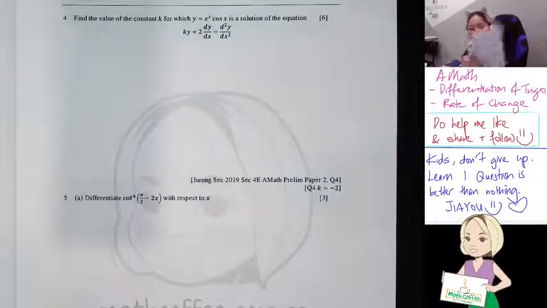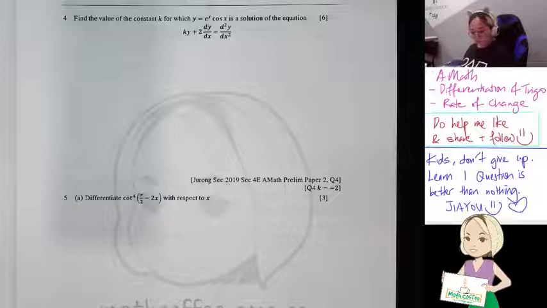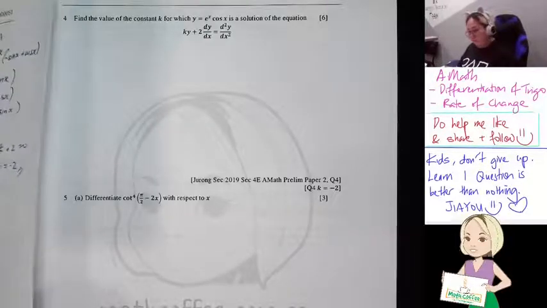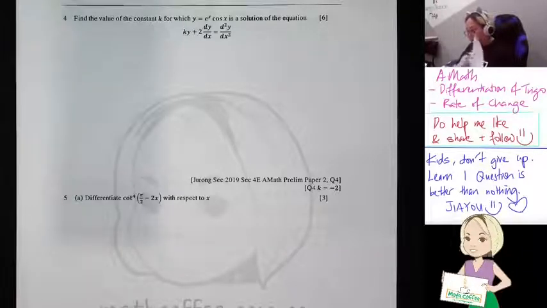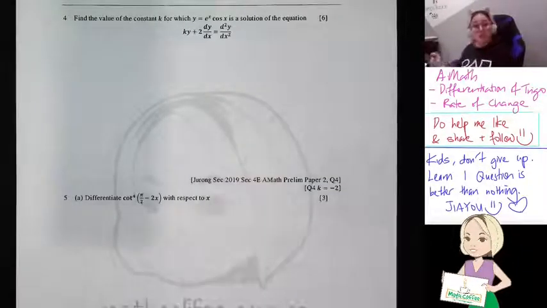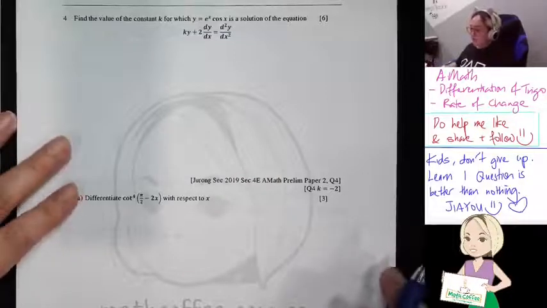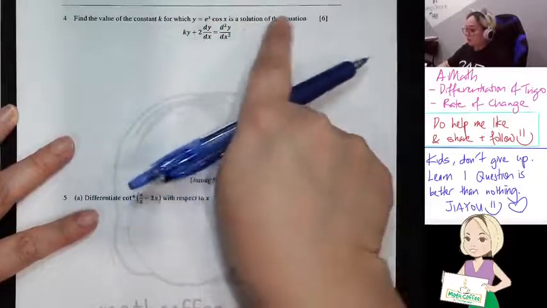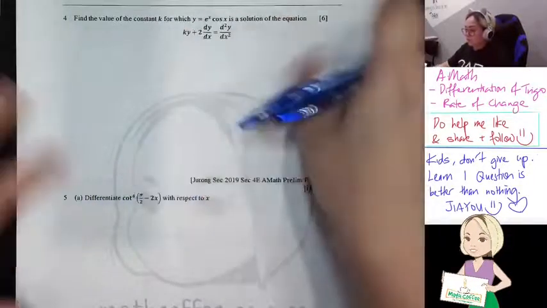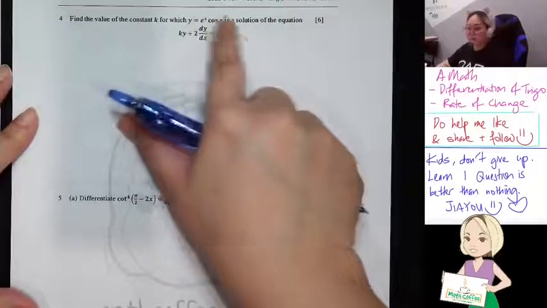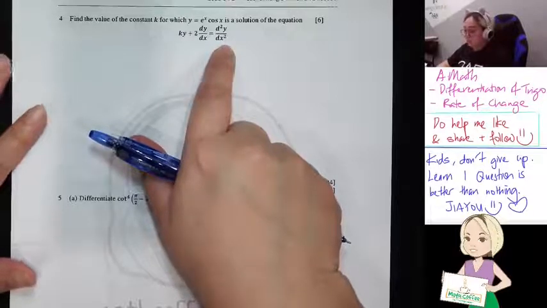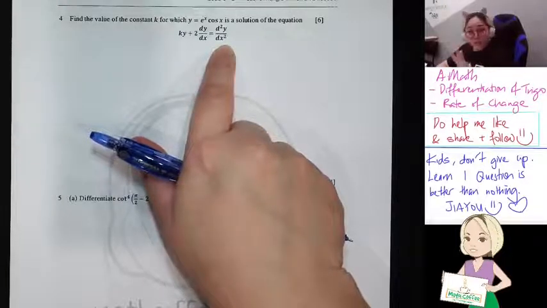Okay, let's move on. This one is a little bit more, you see it is 6 marks. They say find the value of the constant k for which y equals this is a solution of the equation. You can see that in this equation, you see y, you see dy/dx, and you also see d squared y over dx squared. That means I need to find my dy/dx as well as my d squared y over dx squared.